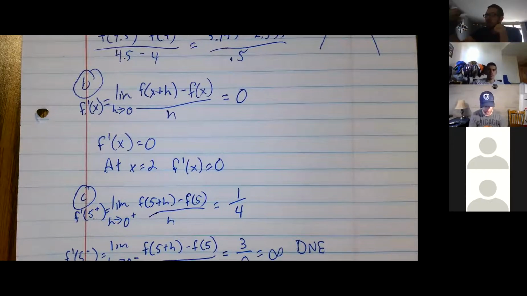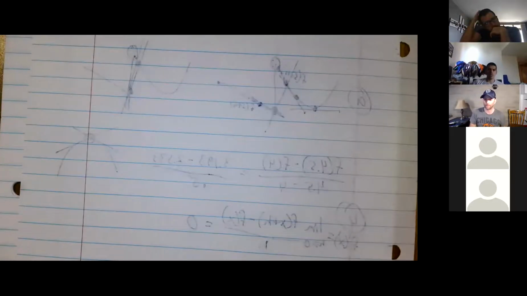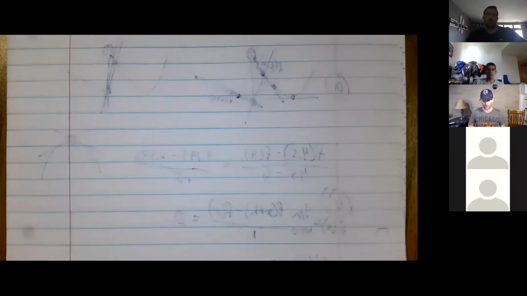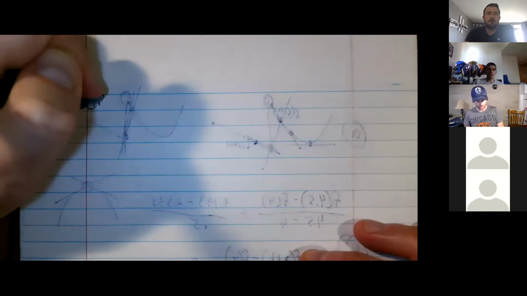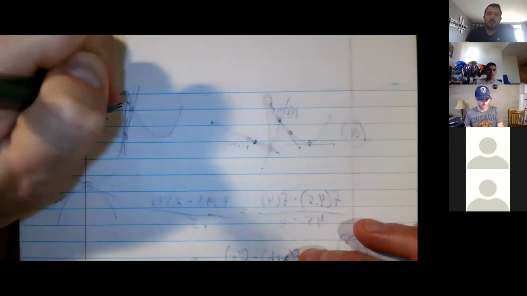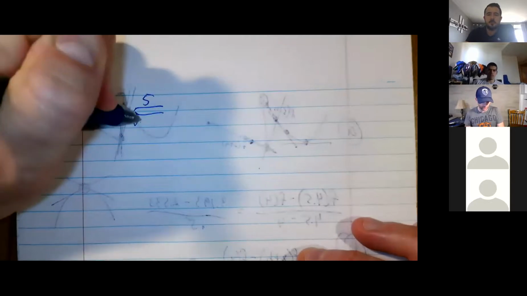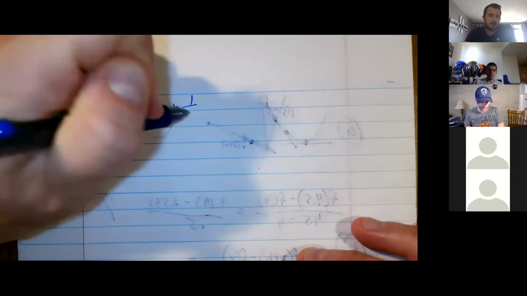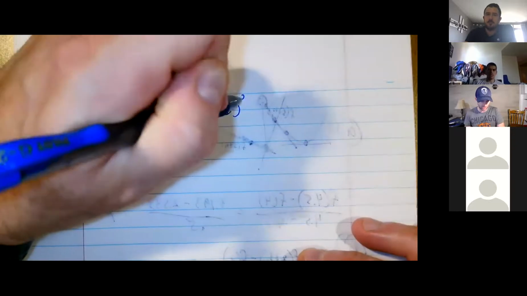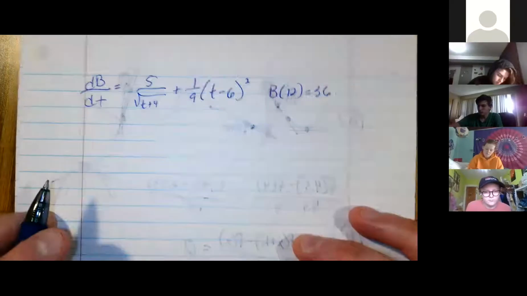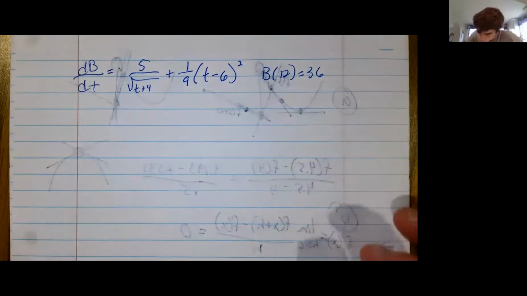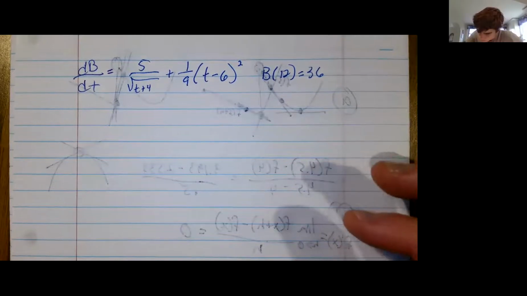All right, let's move on to number 2 then. Okay, this is a pretty standard question. You're definitely going to have a differential equation in your future, right? So dB/dt is 5 over the square root of t plus 4, plus 1/9 (t minus 6) squared, with B of 12 equals 36, where B is measured in hundreds of books and t is between 0 and 24.